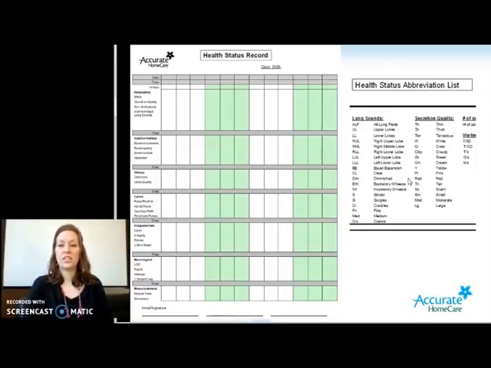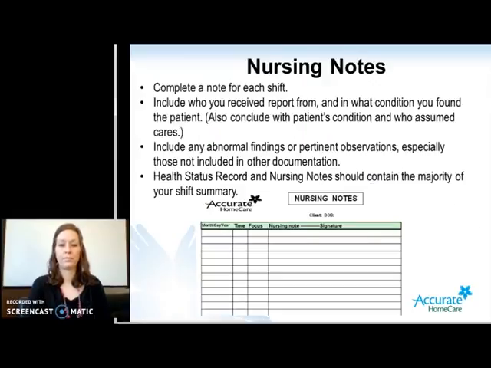This abbreviation list over here on the side, this is just a portion of the list or a snapshot of it. There's a longer list in the chart. So these shortened abbreviations will be used to document the assessment because obviously the boxes are pretty small. So you'll use that abbreviation list as a reference when you're completing the health status record.